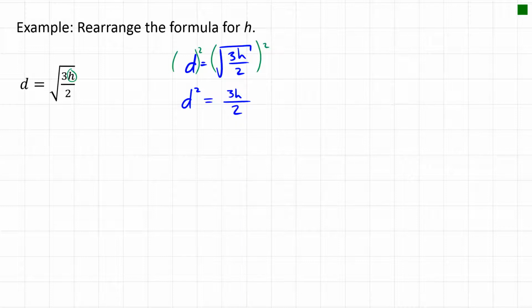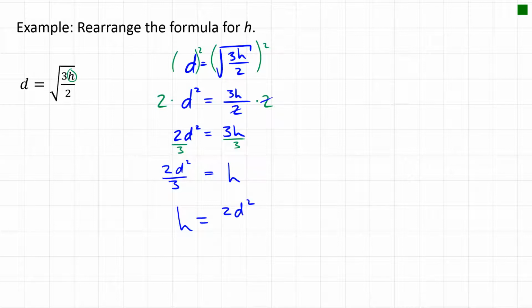Well, what's the next thing I need to do to get h all by itself? I'll start by multiplying each side by 2. So then I have 2d squared is equal to 3h. And finally, I will divide each side by 3. And that leaves me with h all alone and 2d squared over 3 on the other side. So this is my final equation for h.